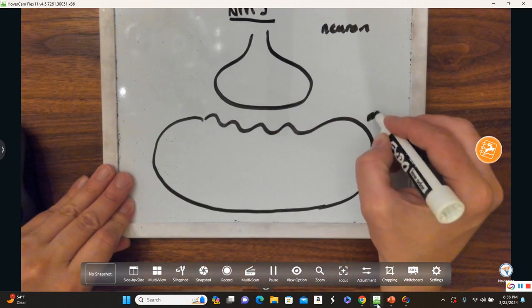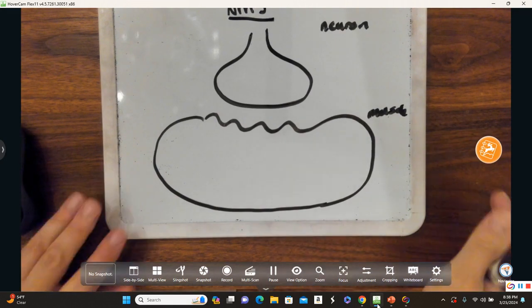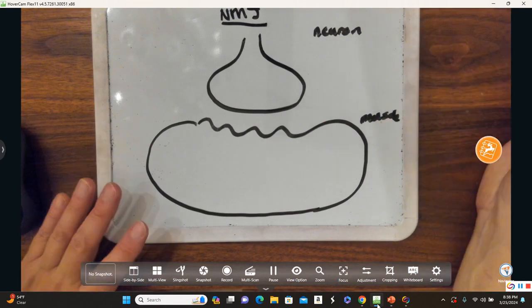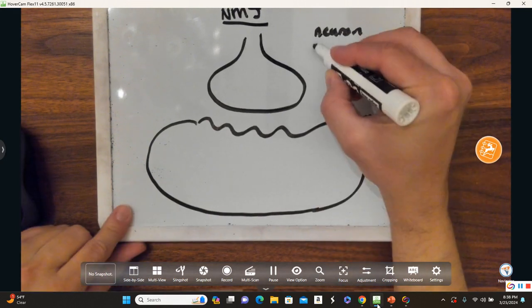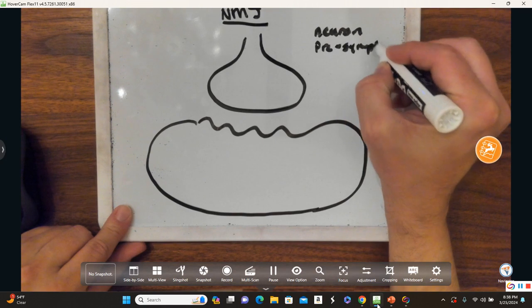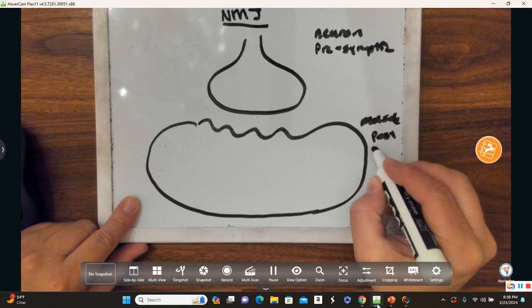And our muscle fiber, okay? Now, our neuron tells our muscle to contract, okay? Now, the neuron is called presynaptic, and the muscle is called postsynaptic.